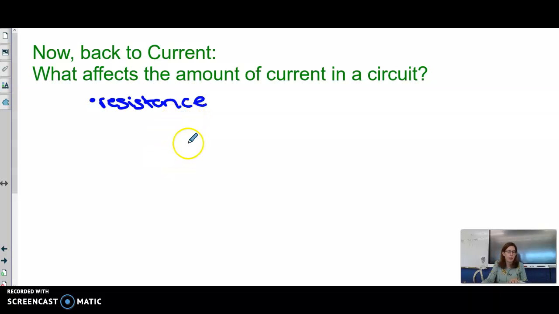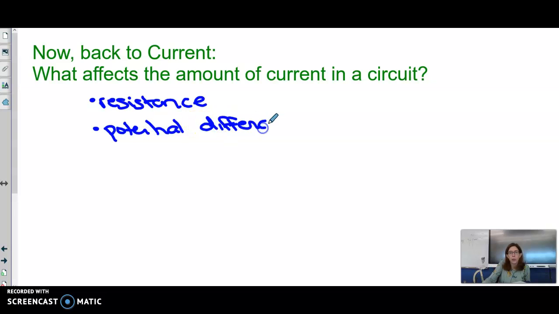But the other thing that's going to affect the amount of current is the potential difference of the battery source. So those are the two things that are going to affect the current in the circuit. These are separate from each other. The potential difference comes from the battery. The resistance is what's attached. But together, those two things are going to determine how much current there is. So we're going to try to find some relationships to see how resistance changes the current and how potential difference changes the current.